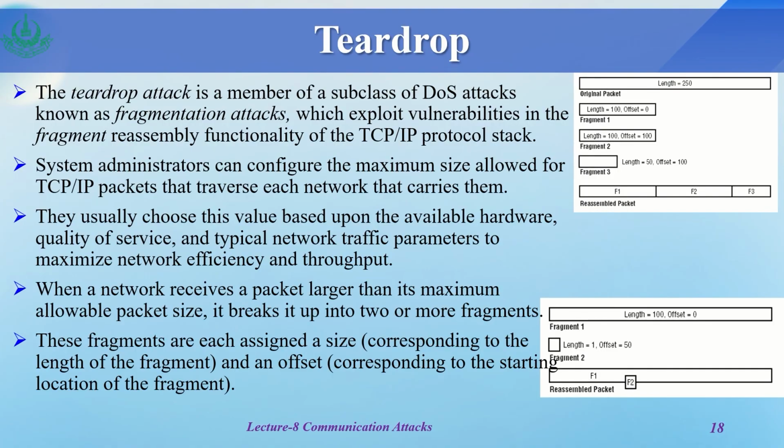They usually choose this value based upon the available hardware, quality of service, and typical network traffic parameters to maximize network efficiency and throughput. When a network receives a packet larger than its maximum allowable packet size, it breaks it up into two or more fragments. These fragments are each assigned a size corresponding to the length of the fragment and an offset corresponding to the starting location of the fragment.